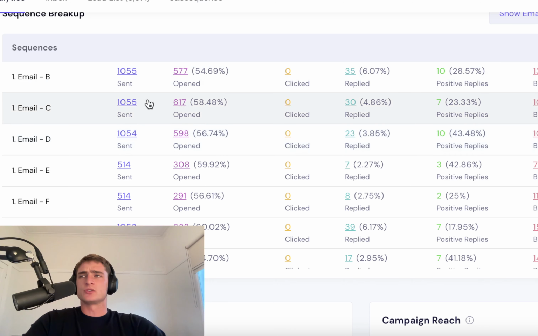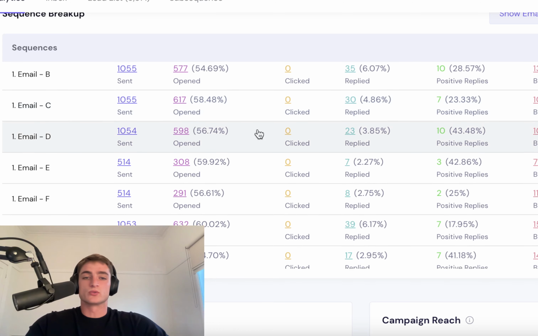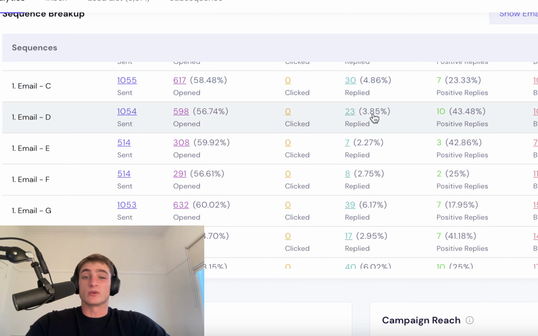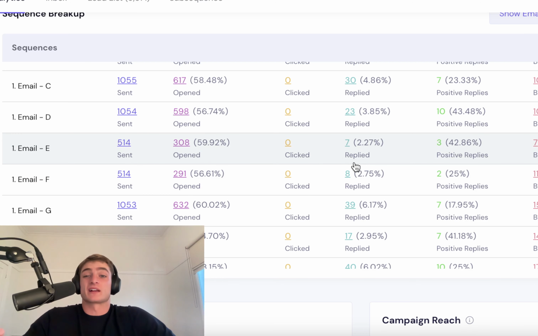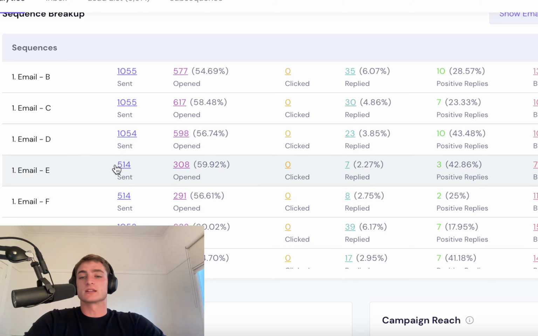And what ends up happening is you get a screen like this in your software, and you can see, okay, email B, we sent the angle of a Loom. The Loom got 35 replies, a 6% reply rate, and a 30% positive reply rate. You might say, oh, it's not bad. They might go to a 4.8, a 3.85, you might get a 2. I'm thinking, oh, maybe that angle wasn't that good. But then I see it was a 42% reply rate, so let's let this play out a little bit more.